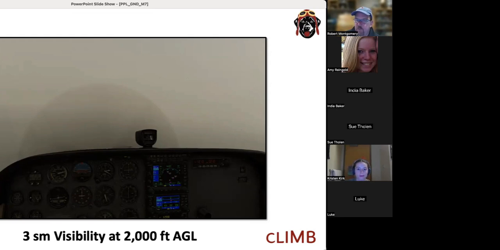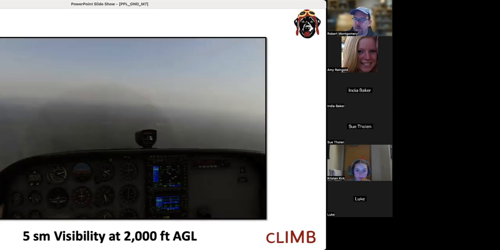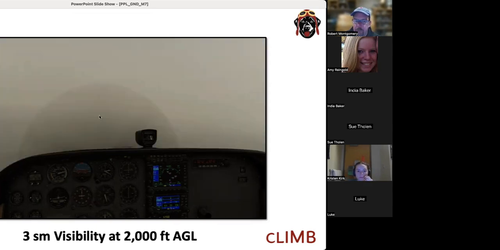So 3 statute miles is very commonly the minimum. That's the minimum in-flight visibility that we're allowed to fly in as VFR pilots. I don't know about you, I'm not going flying with 3 miles visibility under visual flight rules. I'm probably not even going to go flying with 5 miles visibility. I've been there, and it's spooky. So just something to be aware of.